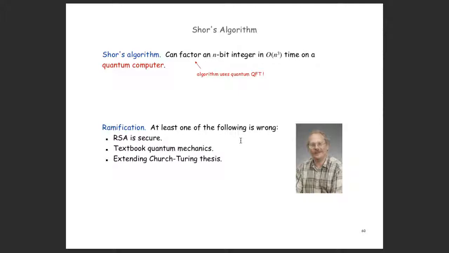Just to mention this stuff, you don't need to know. We're not really going to talk about quantum computers. But Shor's algorithm can factor an n-bit integer in order of n cubed time on a quantum computer. So if we ever implement quantum computers, we broke encryption. We broke RSA, which is in SSH and all of those things.